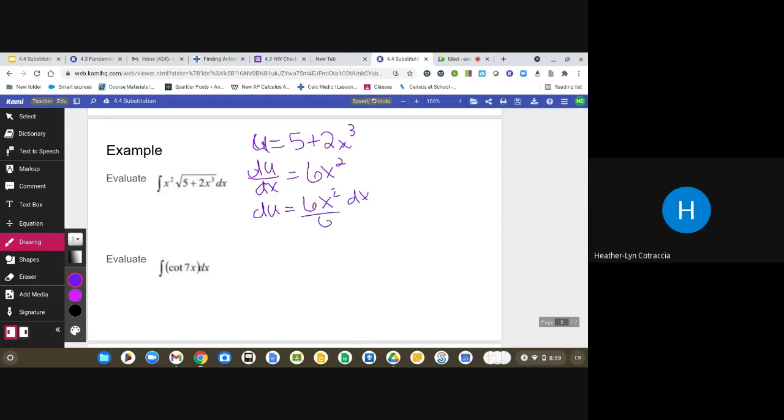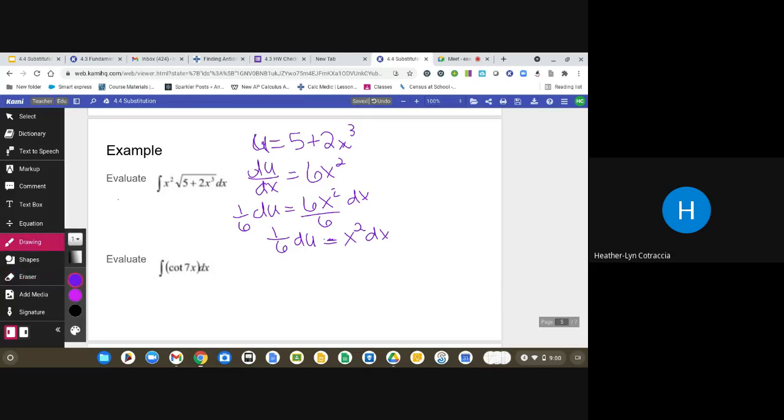Move the constant over. So therefore, I have 1/6 du equals dx. Now, if you look over here, I'm sorry, made a mistake there. 1/6 du equals x squared dx. Okay, now rewriting this integral using the commutative property, and also that square root there can be 1/2, so u to the 1/2, which is the same thing as the square root of u. I guess I'm doing two steps here.